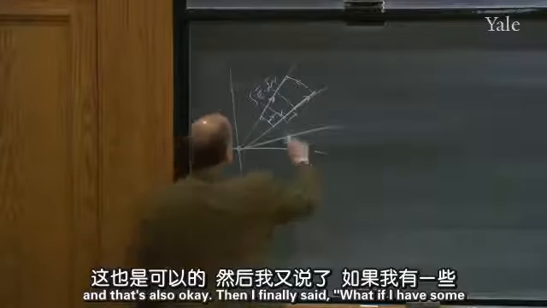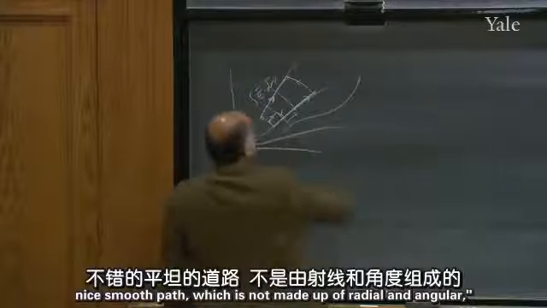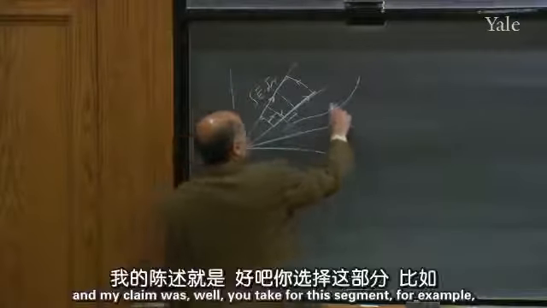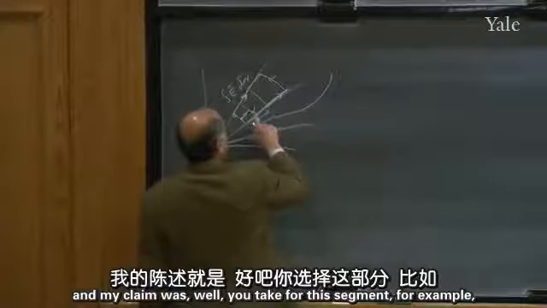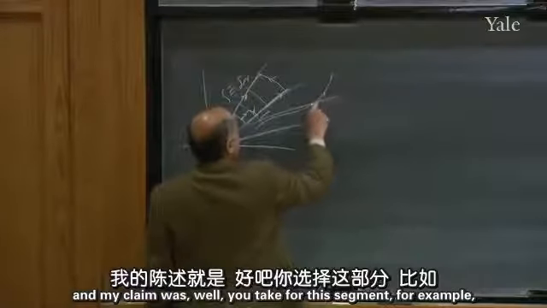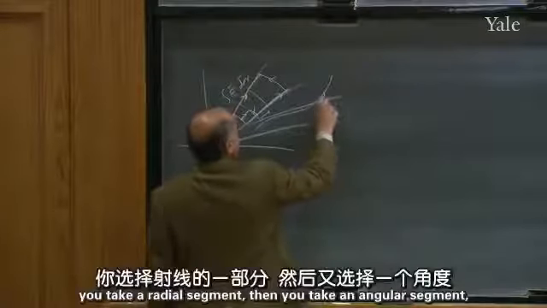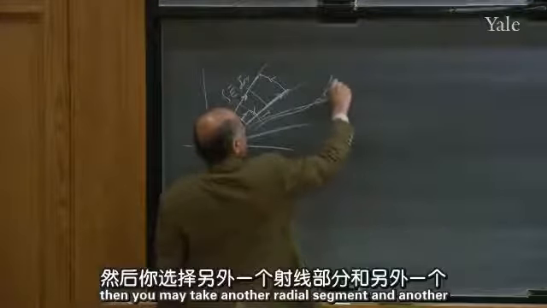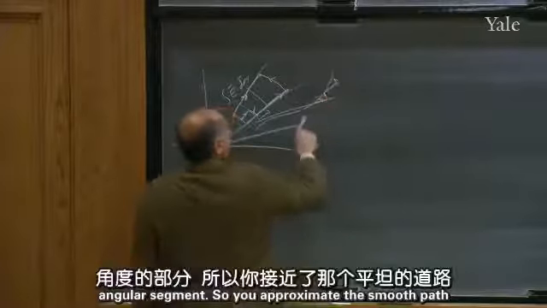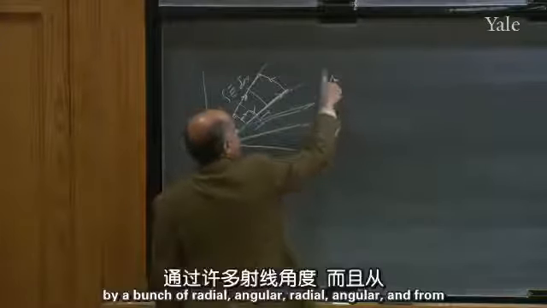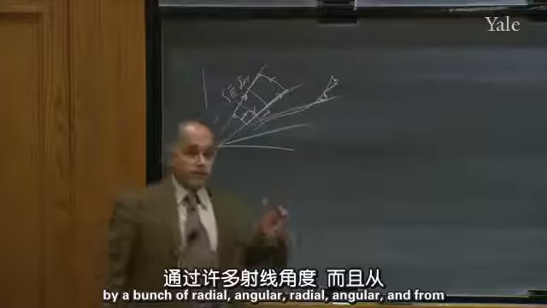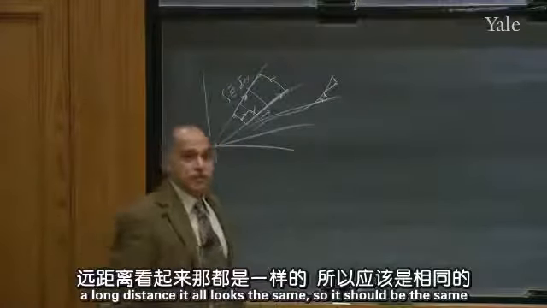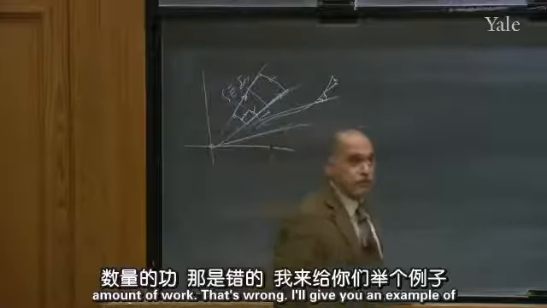Then I finally said, what if I had some nice smooth path, which is not made up of radial and angular? My claim was, well, for this segment, for example, you take a radial segment, then you take an angular segment. Then you may take another radial segment, another angular segment. So you approximate the smooth path by a bunch of radial and angular pieces. And from a long distance, it all looks the same, so it should be the same amount of work. That's wrong.